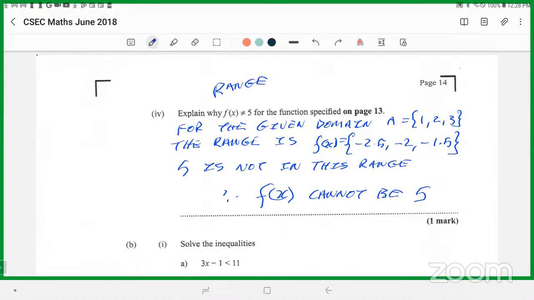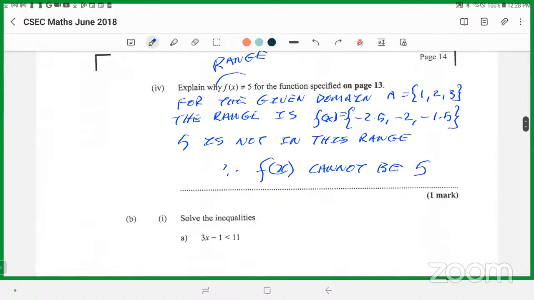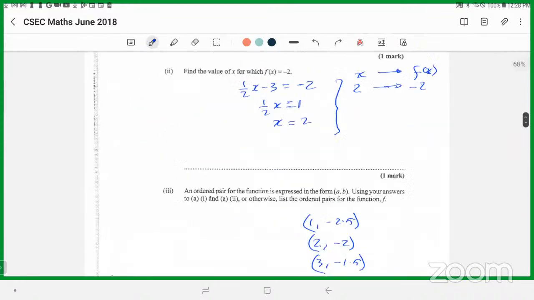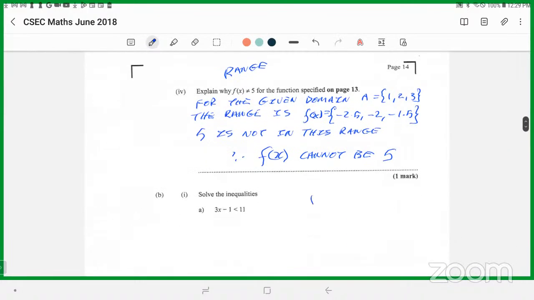Let me show you the domain value that 5 would give you. If you put f of x equal 5, you get a value that is not one of these. What does f of x look like again? Half x minus 3, right? So if you put half x minus 3 equals 5 and try to solve for x, you're going to get an x value that is not in the domain. Transpose this, we're going to get 8. I get half x equals 8. Multiply by 2, I get x equals 16.